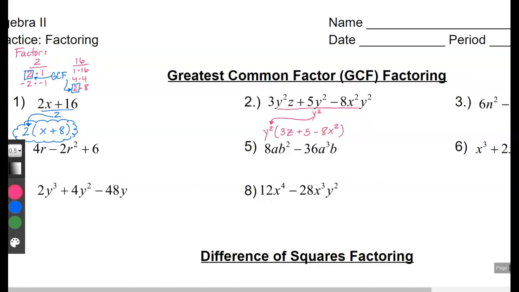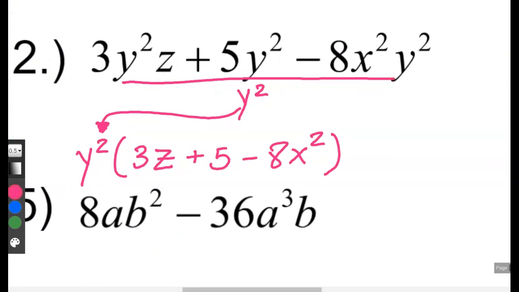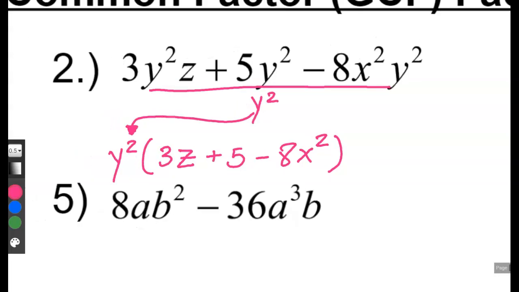That's all you have to do. Yeah, that's it. Because 3, 5, and 8, is there a number that multiplies into all of those? No. 1 does, but it's pointless to pull a 1 out because anything divided by 1 is itself.